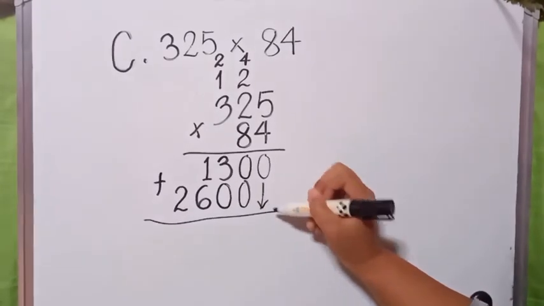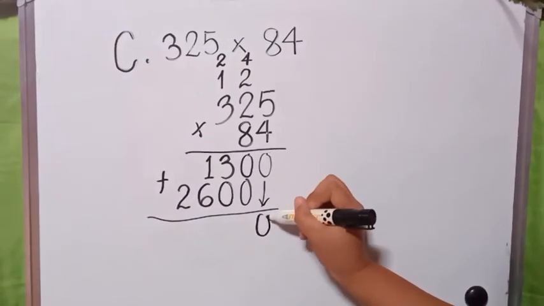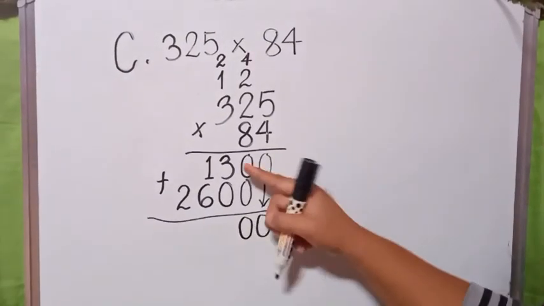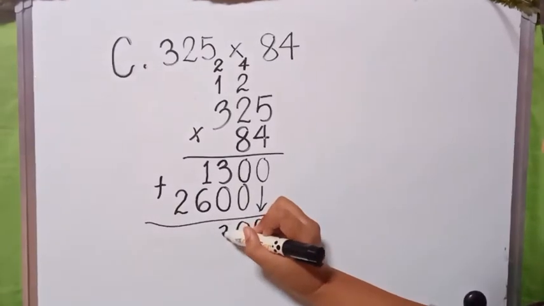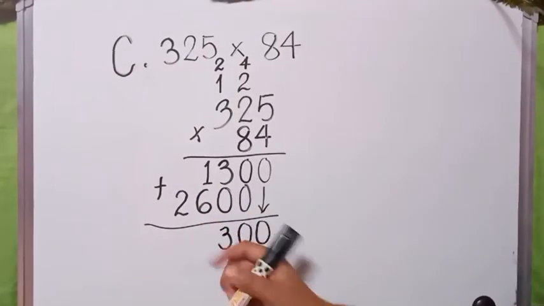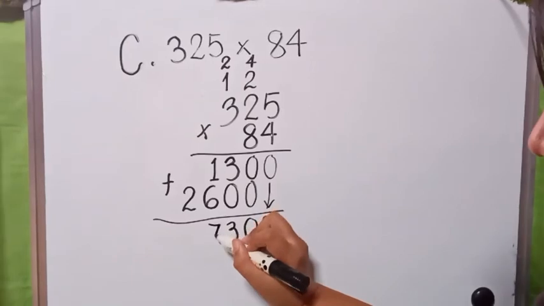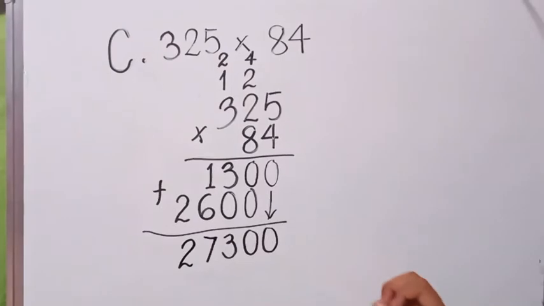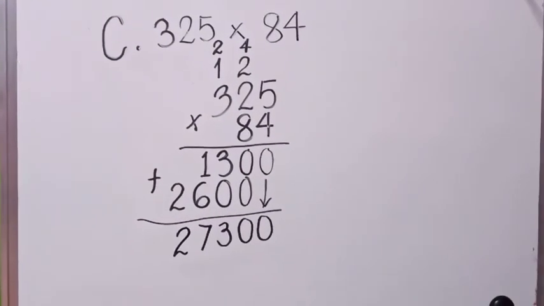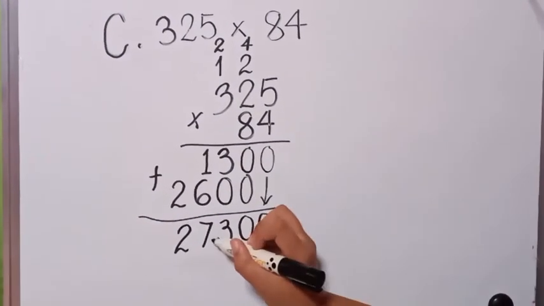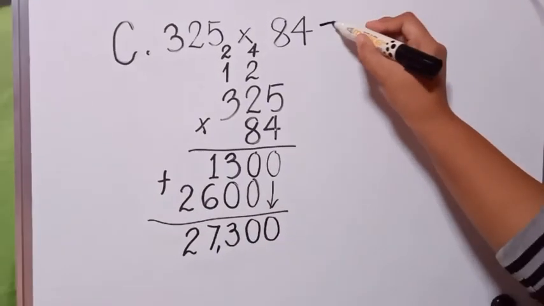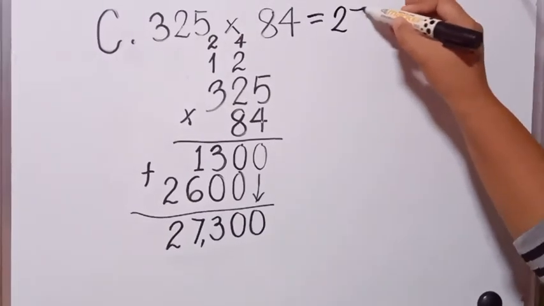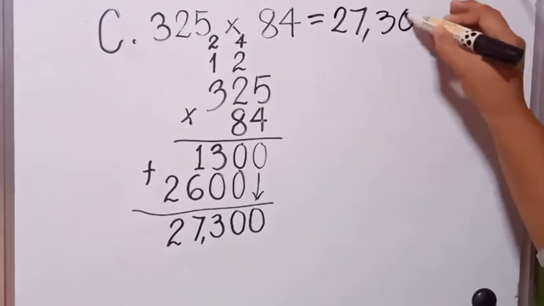So you bring down or copy our 0. 0 plus 0 is 0. 3 plus 0, that is 3. 1 plus 6, 7. And copy our 2. Okay. So, do not forget to make it standard form, 1, 2, 3, comma. So, the answer for 325 times 84 would be 27,300.